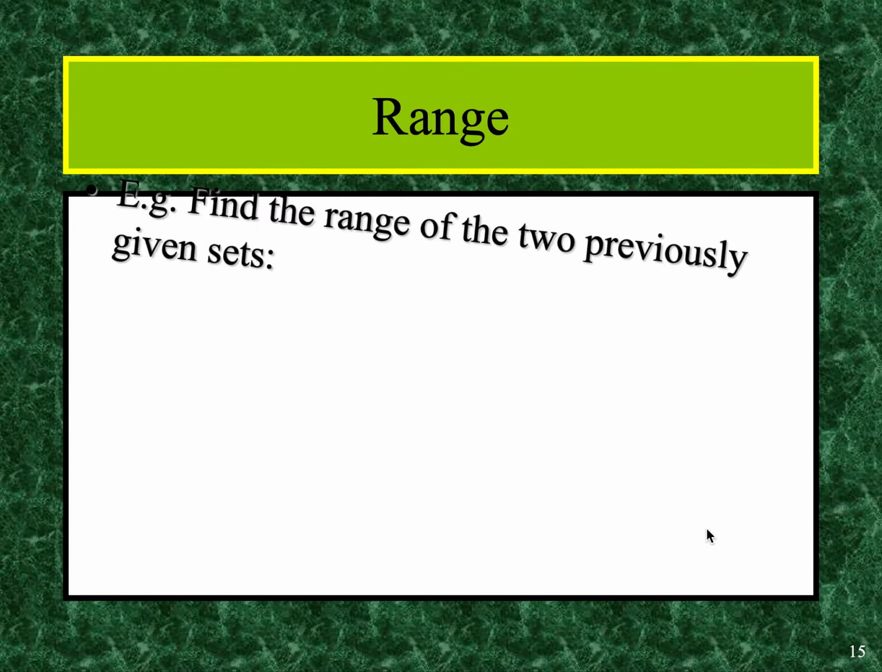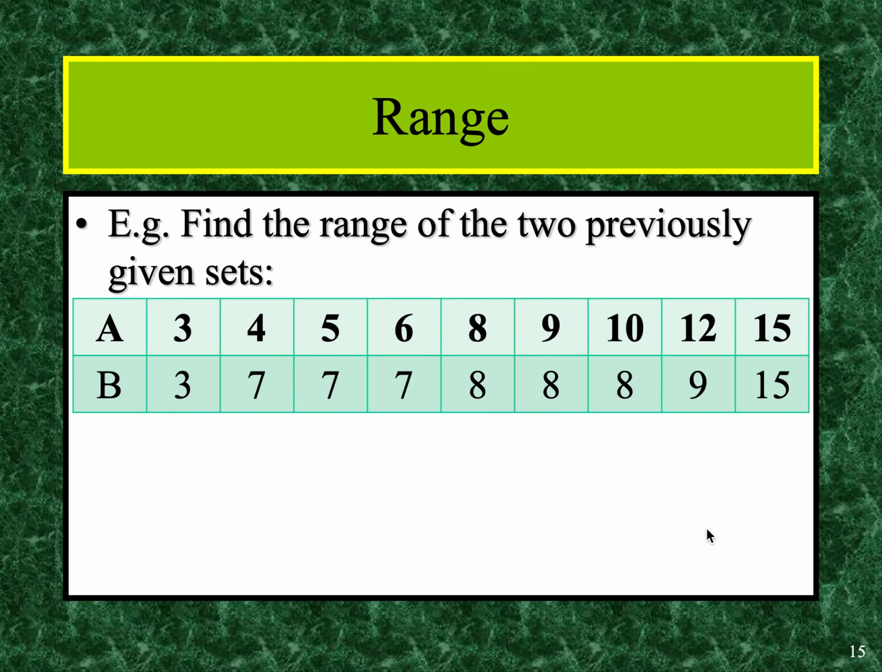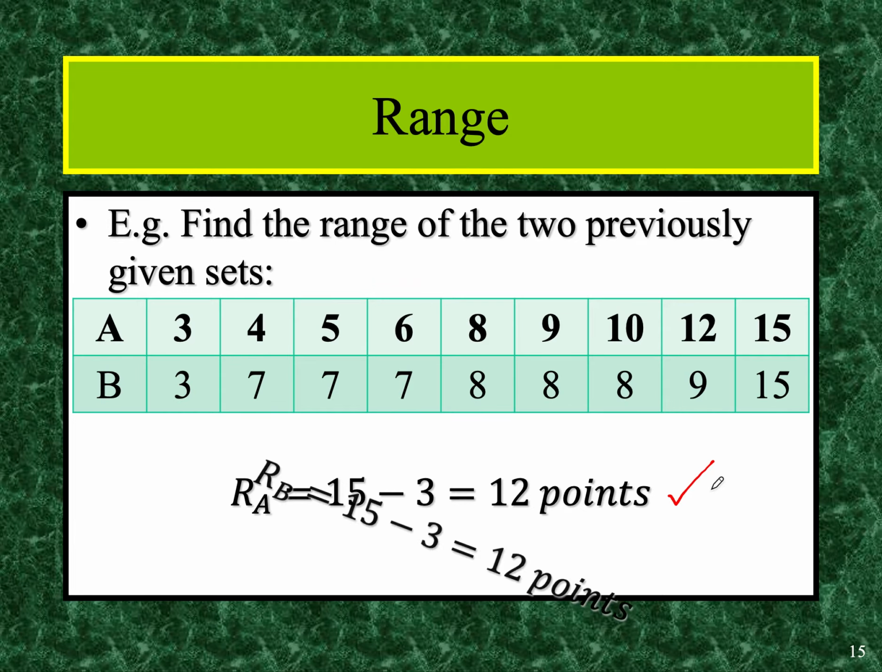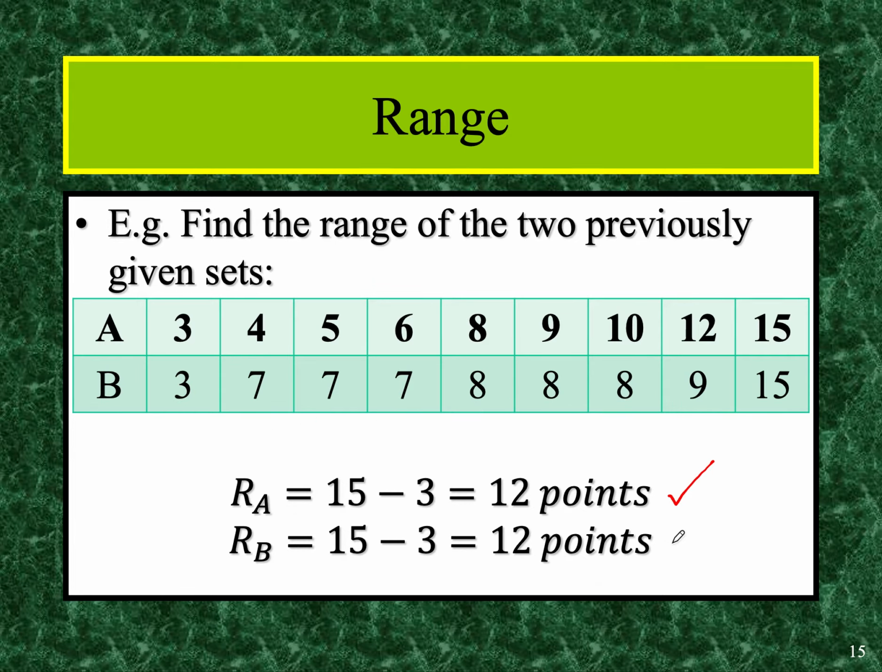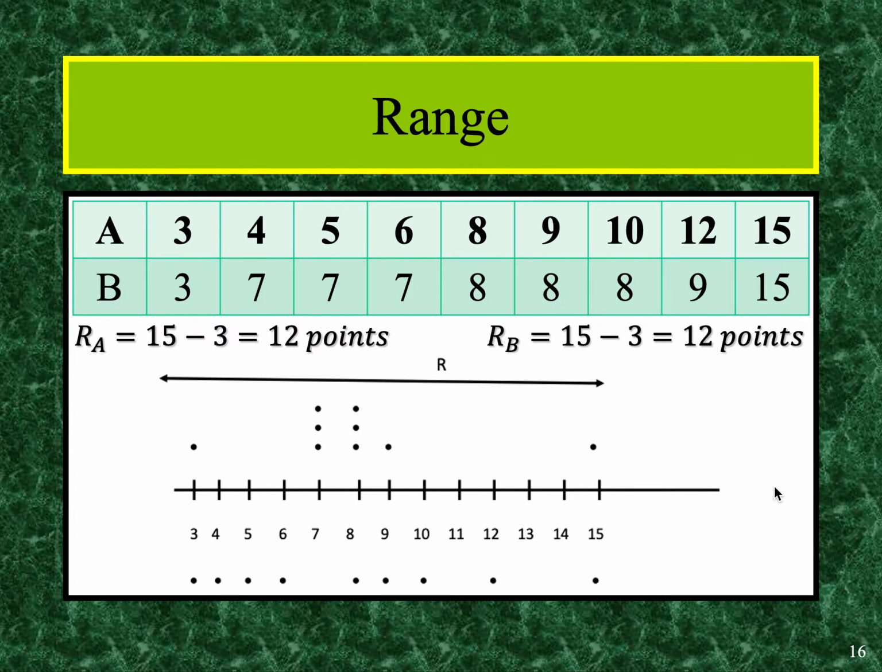So let's try to consider again the range of the two previous given sets, these male and female quizzes. I think we can see that the range for set A is 15 minus 3, that's going to give us 12. That's pretty much clear. And the range for set B is 15 minus 3, so also 12, which is also clear. But we can see that the range is the same, but it doesn't really give us an exact picture of how the graph looks like.